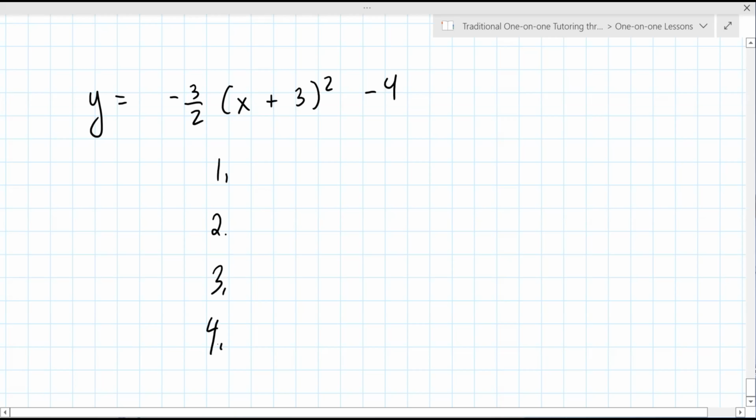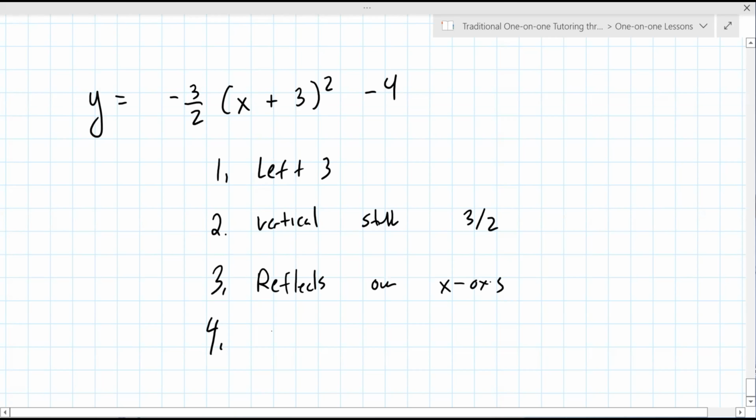The order does matter. So then it moves to the right or to the left 3. You get left 3. You can say left 3. Then it's a vertical stretch by 3/2. Good. It's a reflection over the x-axis, and it moves down 4.